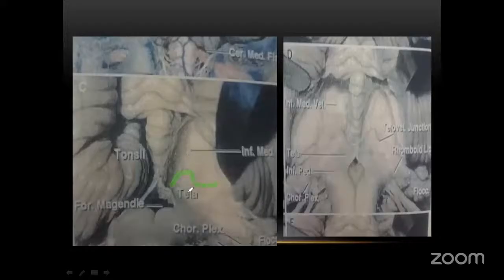This is the inferior medullary velum, and this is the tela choroidea. This junction is actually called the telovelar junction. When we go back at the level of this one, just medially there will be the foramen of Magendie, and just posteriorly the choroid plexus.